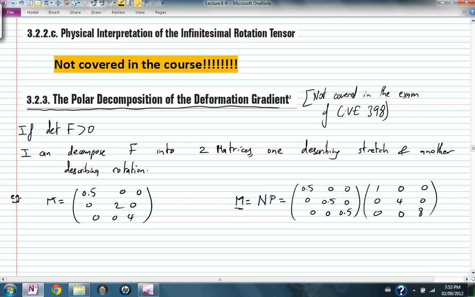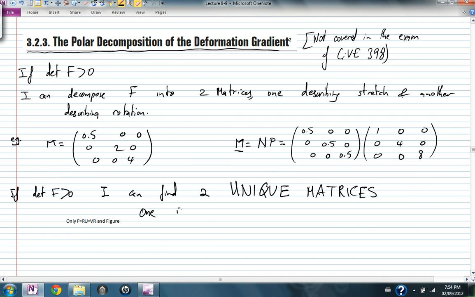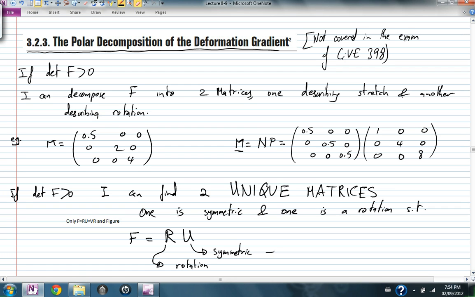However, if the determinant of F is greater than 0, I can find only two unique matrices of this kind. One is symmetric and one is a rotation, such that F is equal to RU, where U is symmetric and R is a rotation. And if you remember what a symmetric matrix describes, it describes stretch.